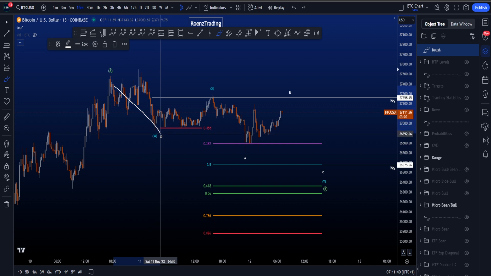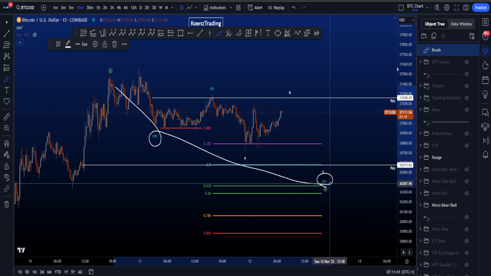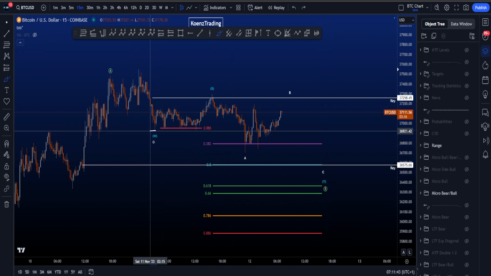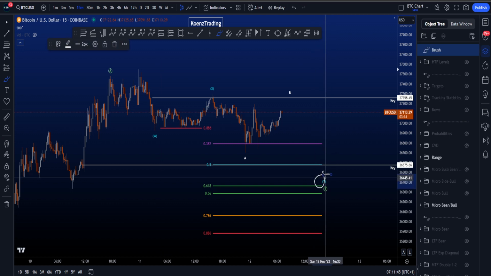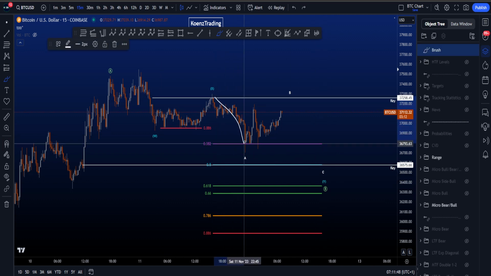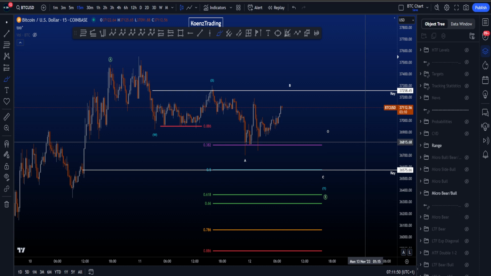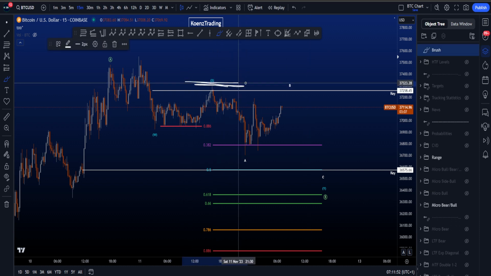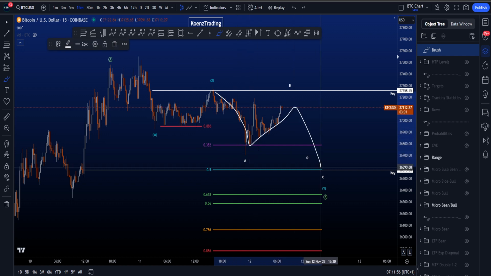In a sideways double combo, wave W and wave Y are not allowed to be the same structure, so if W is a flat, wave Y can only be a triangle or a zigzag, and in this scenario we're looking for a zigzag to the downside, where the invalidation is price taking the high of A over here, because that is not allowed in a zigzag ABC.